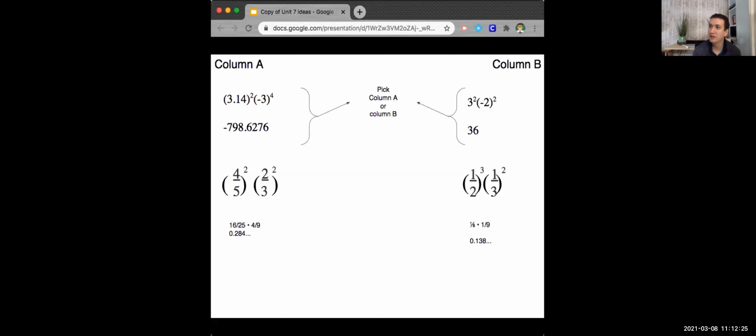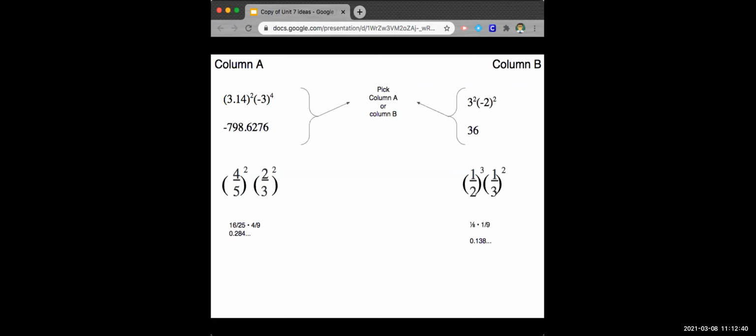Or on column B, you'd have 1/2 times 1/2 times 1/2 times 1/3 times 1/3. So that would be either 1/72, or it's 0.138, and I think the 8's repeating.